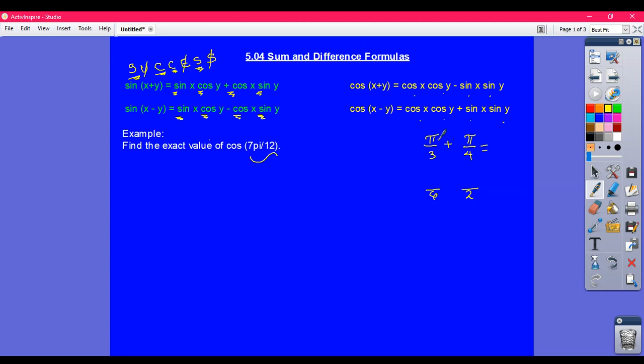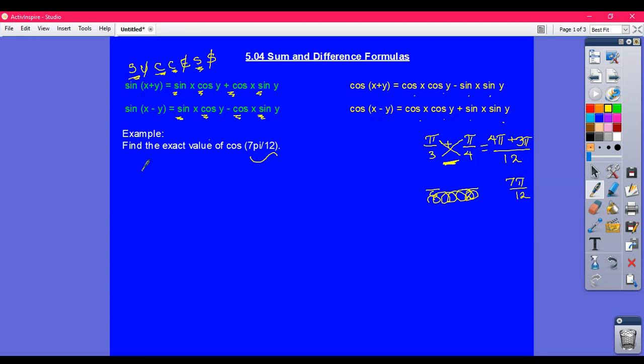To add fractions, I do a method called crisscross applesauce. So pi times 4 gives me 4 pi, plus, because there's a plus in the middle, cross, 3 times pi is 3 pi. So crisscross applesauce. 3 times 4 is 12. So when I add up 4 pi plus 3 pi, that will give me 7 pi over 12. So that means I found the two angles.